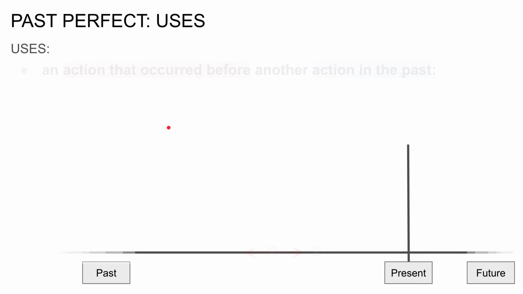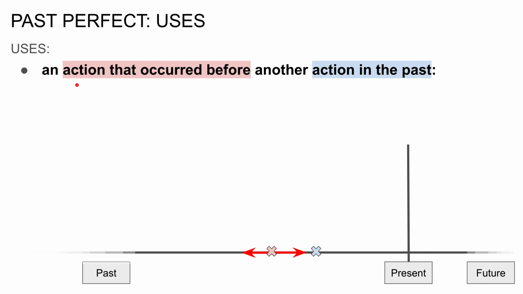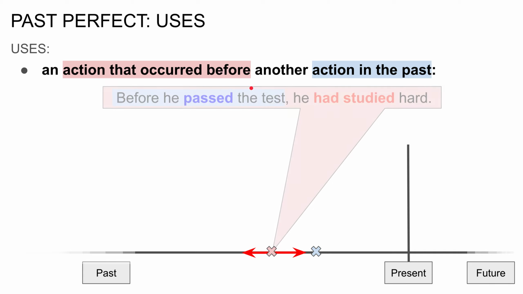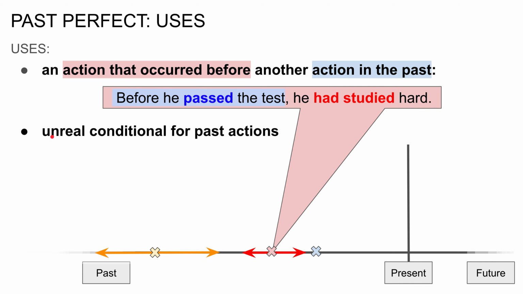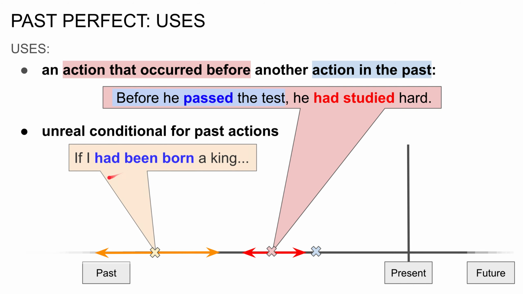Now, let's look at some of the uses. There are two uses. The first use is an action that occurred before another action in the past. As already mentioned, before he passed the test, he had studied hard. The other one is for unreal conditionals for past actions. For example, if I had been born a king. I wasn't born a king, but if I had been born a king.